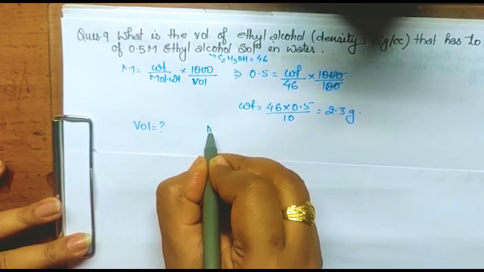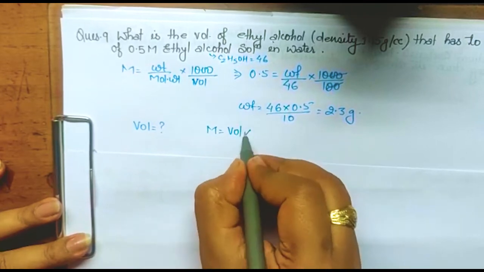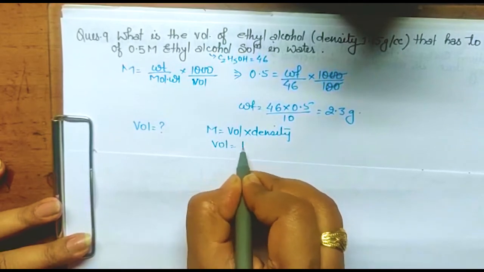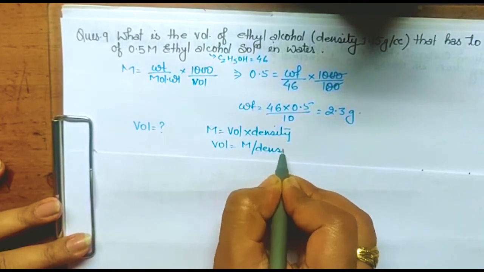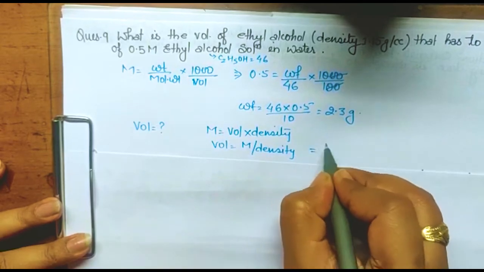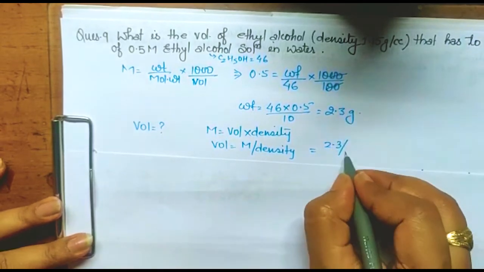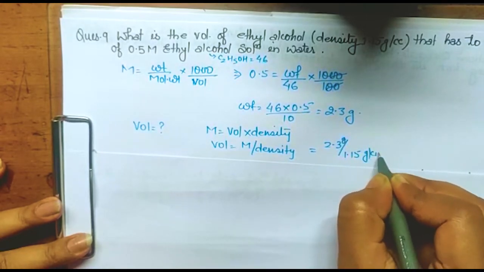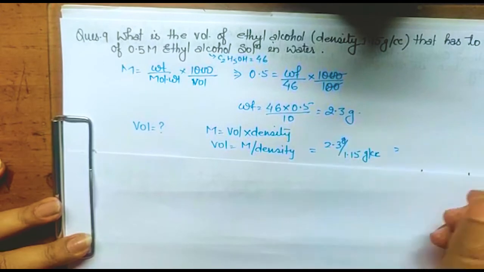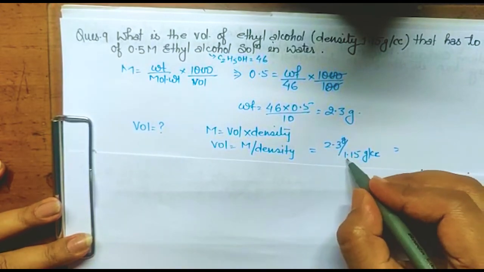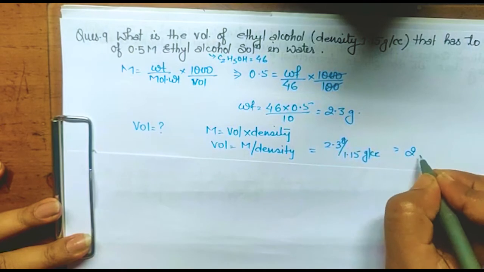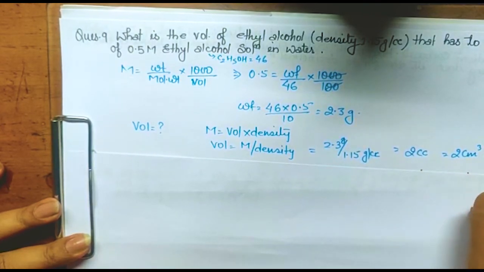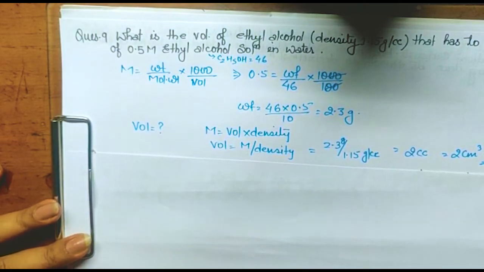We know that mass is equal to volume into density. So you have to find volume. So volume will be mass upon density. And what is the mass over here? You got it right now, 2.3, and the density is 1.15. This is gram and this is gram per cc. So cc will cancel out directly. So 2.3 upon 1.15 gives 2 cc, or 2 centimeter cube, or 2 milliliter is the answer.